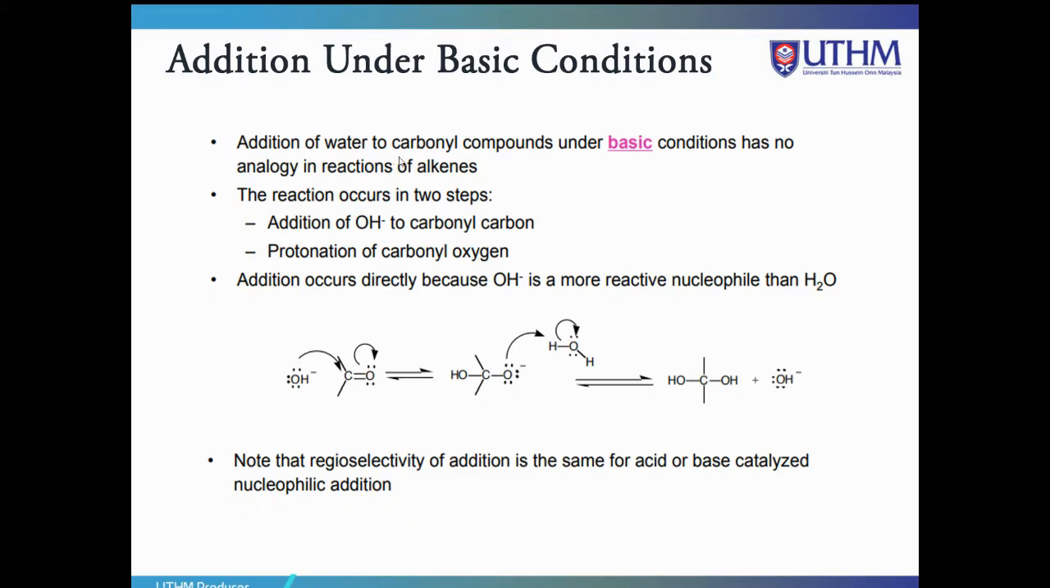Addition of water to a carbonyl compound under basic condition has no analogy in the reaction of alkenes. The reaction occurs in only two steps: addition of the OH to the carbonyl carbon, followed by protonation of the carbonyl oxygen. Addition occurs directly because OH is a more reactive nucleophile than H2O. Note that the regioselectivity of addition is the same for acid or base catalyzed nucleophilic addition.